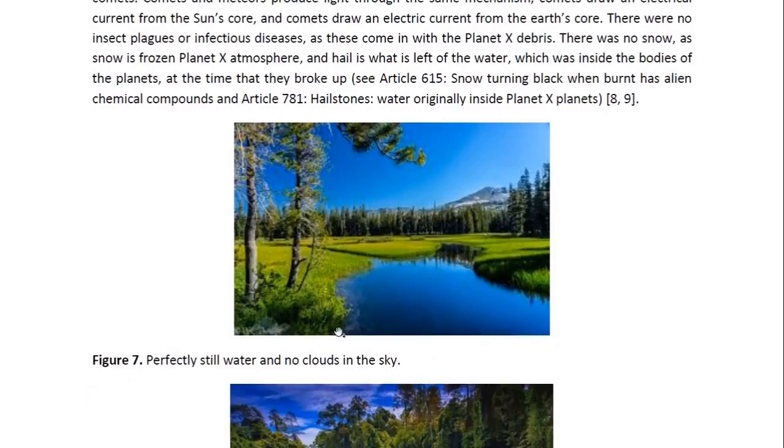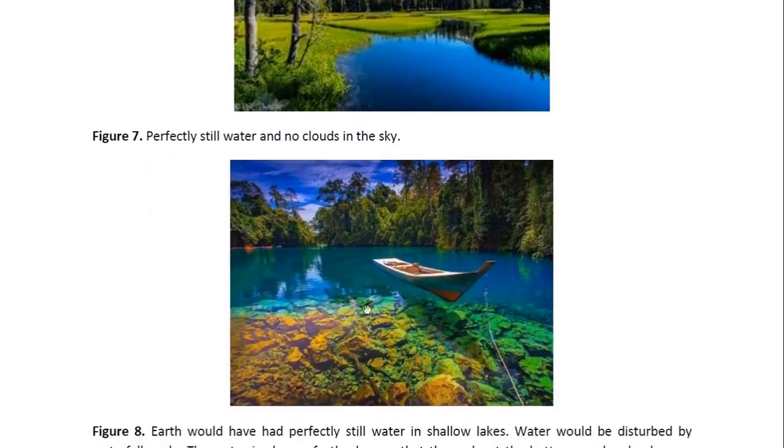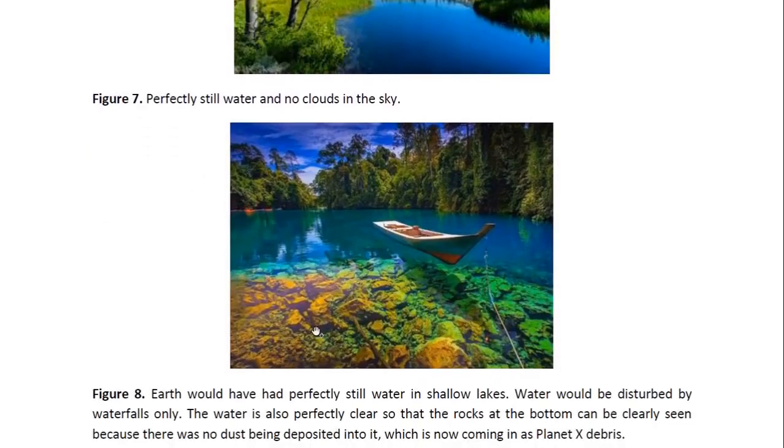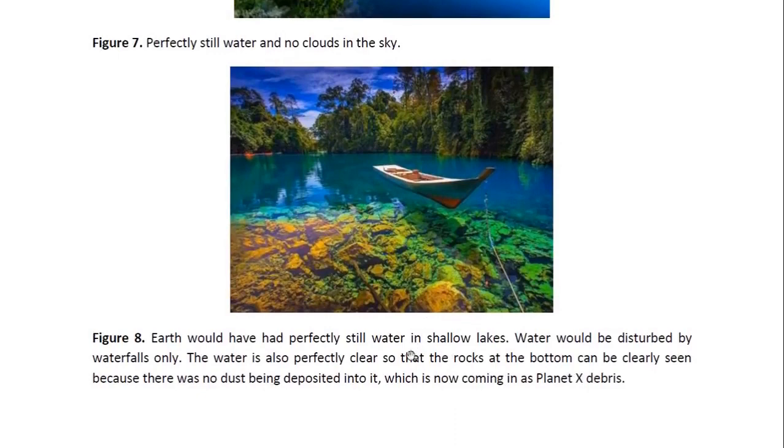And here you can see a perfectly still water and no clouds in the sky. This would be what the Earth looked like then, except maybe it was most likely more tropical, warmer weather and warm weather all year round. There were no seasons. So this is more of a tropical environment here. And you would expect to have perfectly still water in shallow lakes. Water would be disturbed by waterfalls only. The water is also perfectly clear so that the rocks at the bottom can be clearly seen, because there was no dust being deposited into it, which is now coming in as Planet X debris.